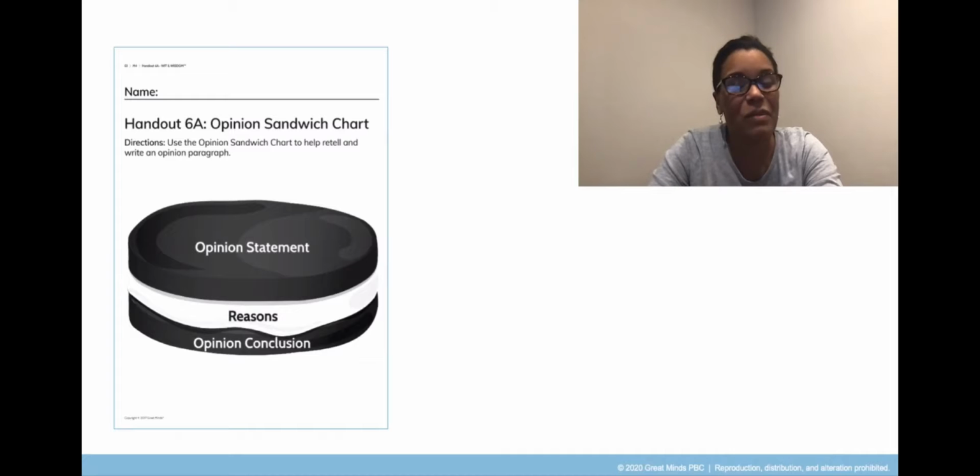Does this chart remind you of anything? This chart does look like a cookie with chocolate wafers on the top and on the bottom and cream in the middle. You may have noticed that it looks a little like the topic sandwich chart that you've used in the past to organize your writing. You're going to use this chart to also help you organize your writing as well.